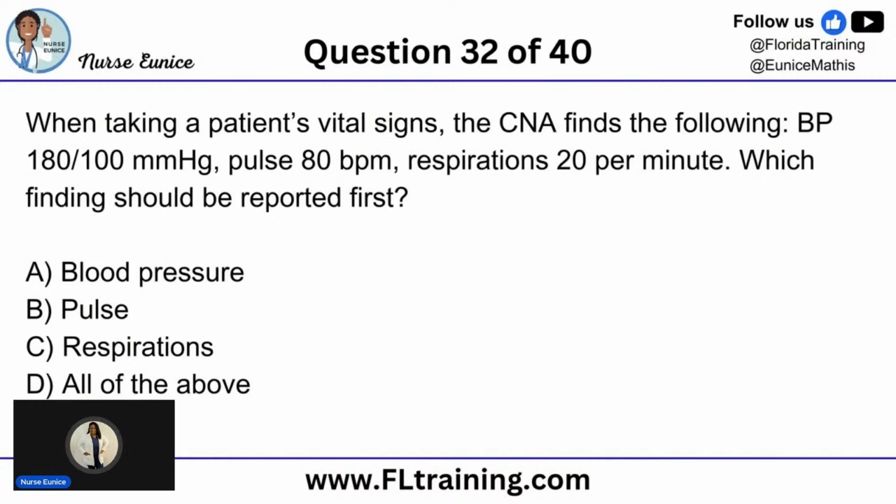Question number 32. When taking a patient's vital signs, the CNA finds the following. The blood pressure is 180/100. The pulse is 80. The respirations are 20. Which finding should be reported first? Is it the blood pressure, the pulse, the respirations, or all of them? Because remember, your nurse has 30 patients.